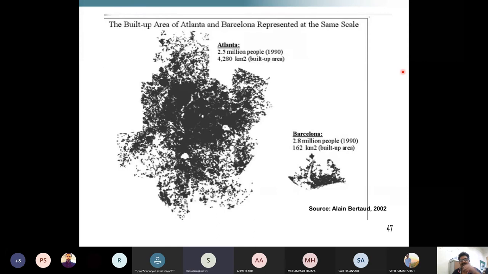Yeah, so maybe we have to go underground in Barcelona and in Atlanta we don't need to go underground. I think this is what you want to say, Sharal?